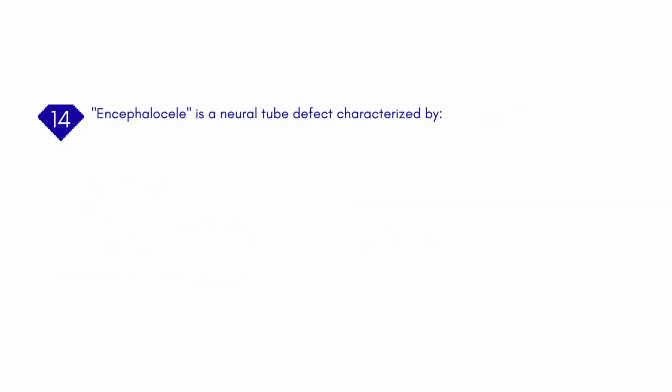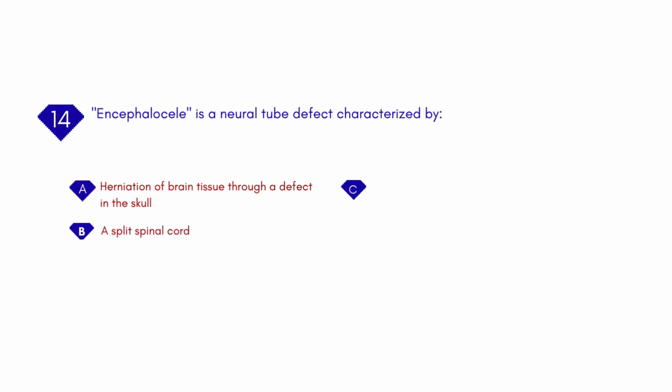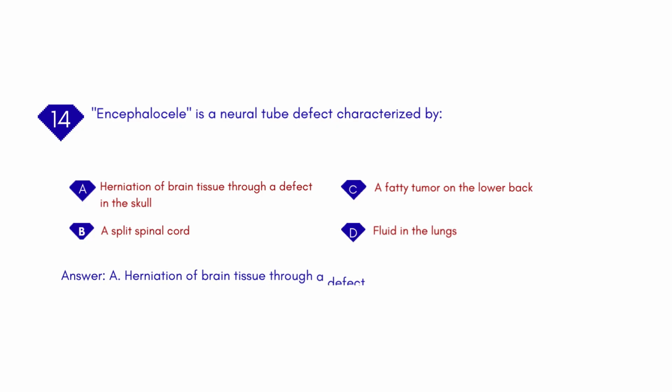Encephalocele is a neural tube defect characterized by A. Herniation of brain tissue through a defect in the skull. B. A split spinal cord. C. A fatty tumor on the lower back. D. Fluid in the lungs. Answer: A. Herniation of brain tissue through a defect in the skull.